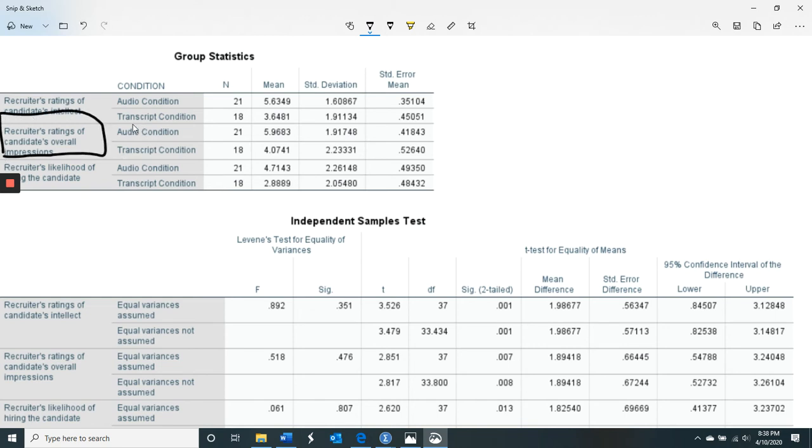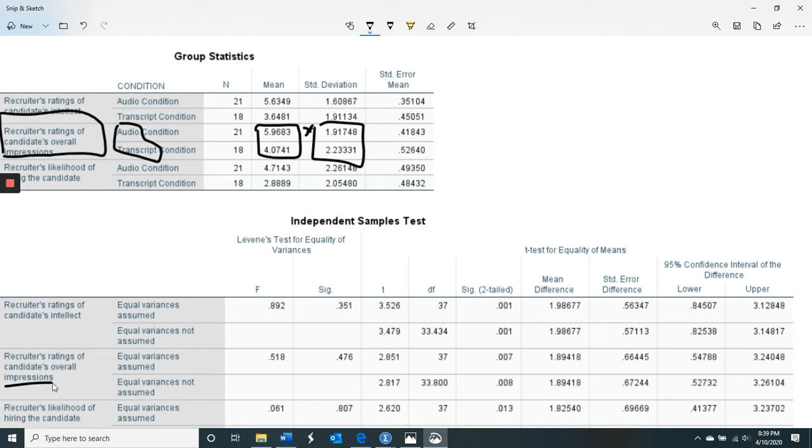Right here, the second line. And again, we have the audio versus transcript condition here. And we have the two means, and we have the two standard deviations. And just looking at the means right away, it looks like audio is higher than the transcript. If we just look at this, 5.97 is higher than 4.07. But we don't know if it's significant. We have to look down below.